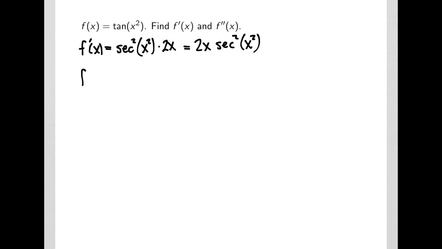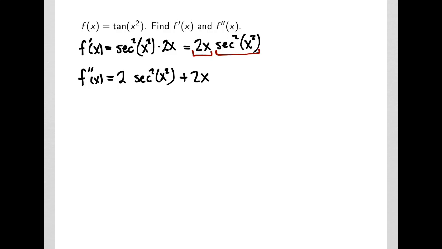As I get ready to take the second derivative, I need to take note that I now have a product in my first derivative. And so I need to use the product rule. We have two terms. So we will take a derivative of 2x, leave the secant squared alone, and now we'll add what happens when we take 2x and take the derivative of secant squared.